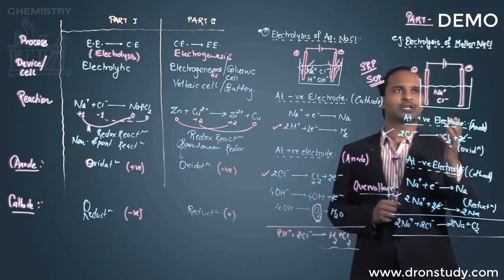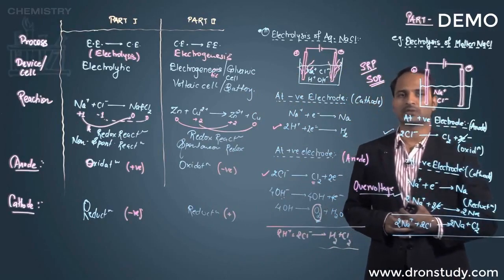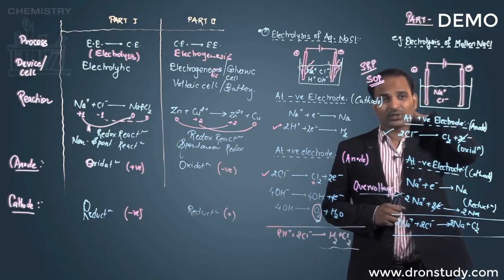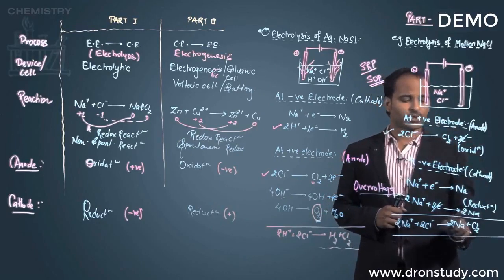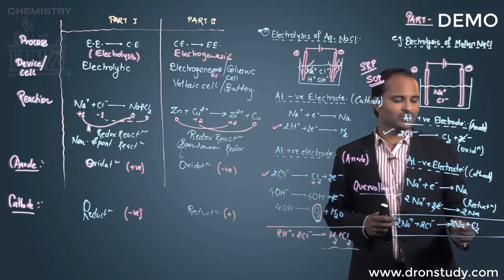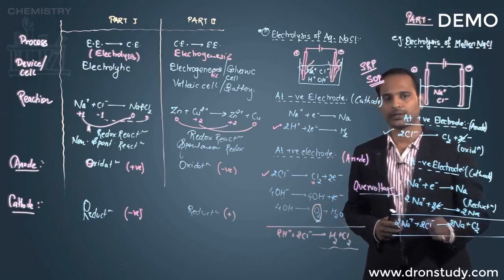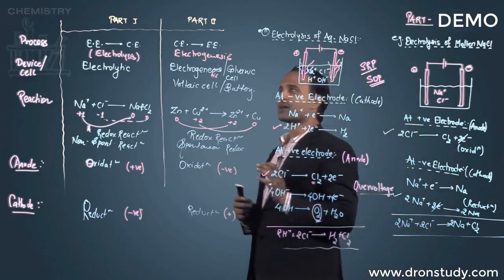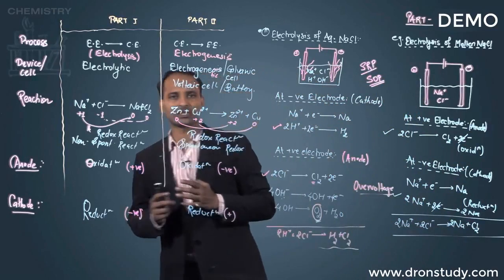And electrolysis of molten NaCl, this method is also known as the Downs process, D-O-W-N-S. So the Downs process is for the preparation of sodium metal. This is nothing but the extraction of sodium from sodium chloride. Now this comes under the first category, that is electrolysis.